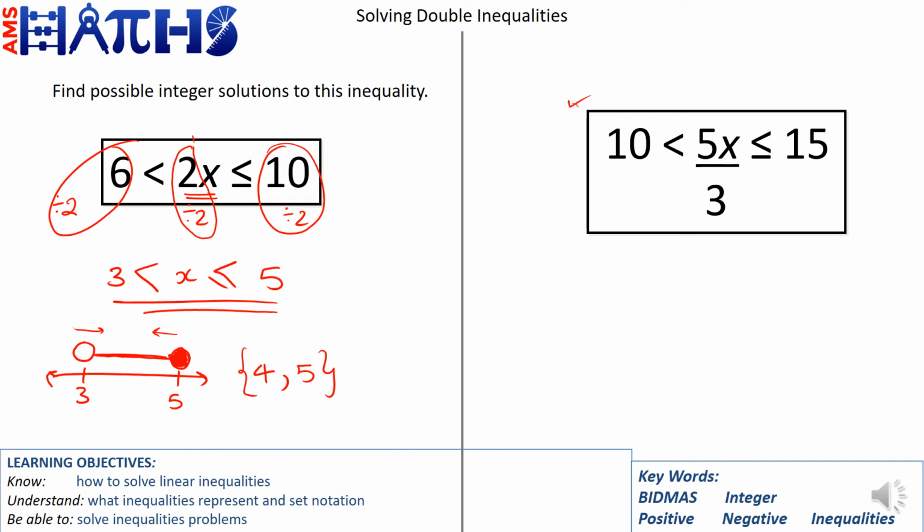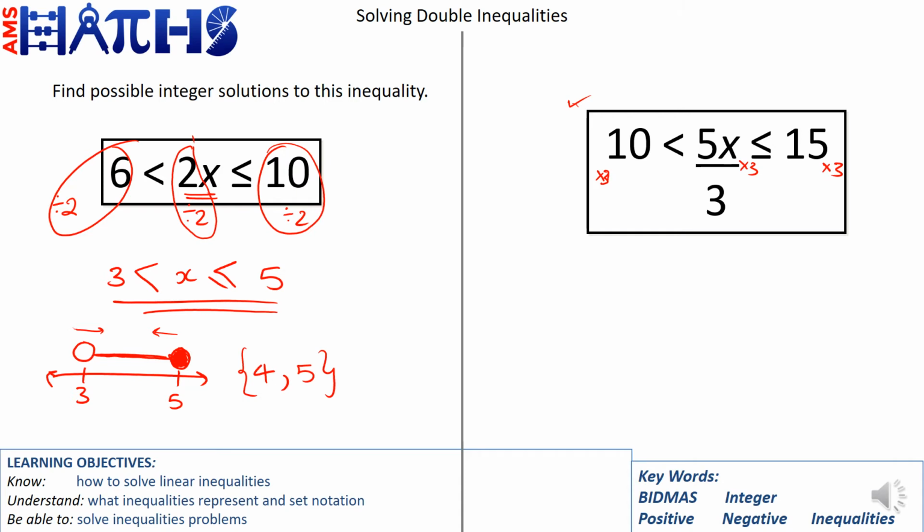Okay, let's look at our second example. So here we have 5x divided by 3. So we need to get rid of that 3 in the denominator. So we're going to multiply everything by 3. So multiply 10 by 3, multiply 5x over 3 by 3, and also 15 by 3.